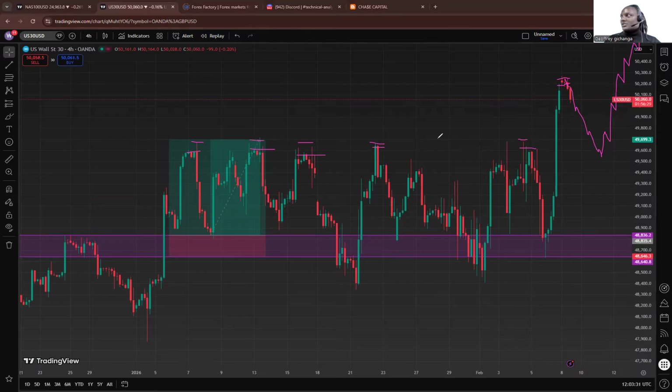Let's wait and see how price reacts to these on US30. I'm waiting for that retracement, 49,600 areas or 700, then a strong push to the upside.